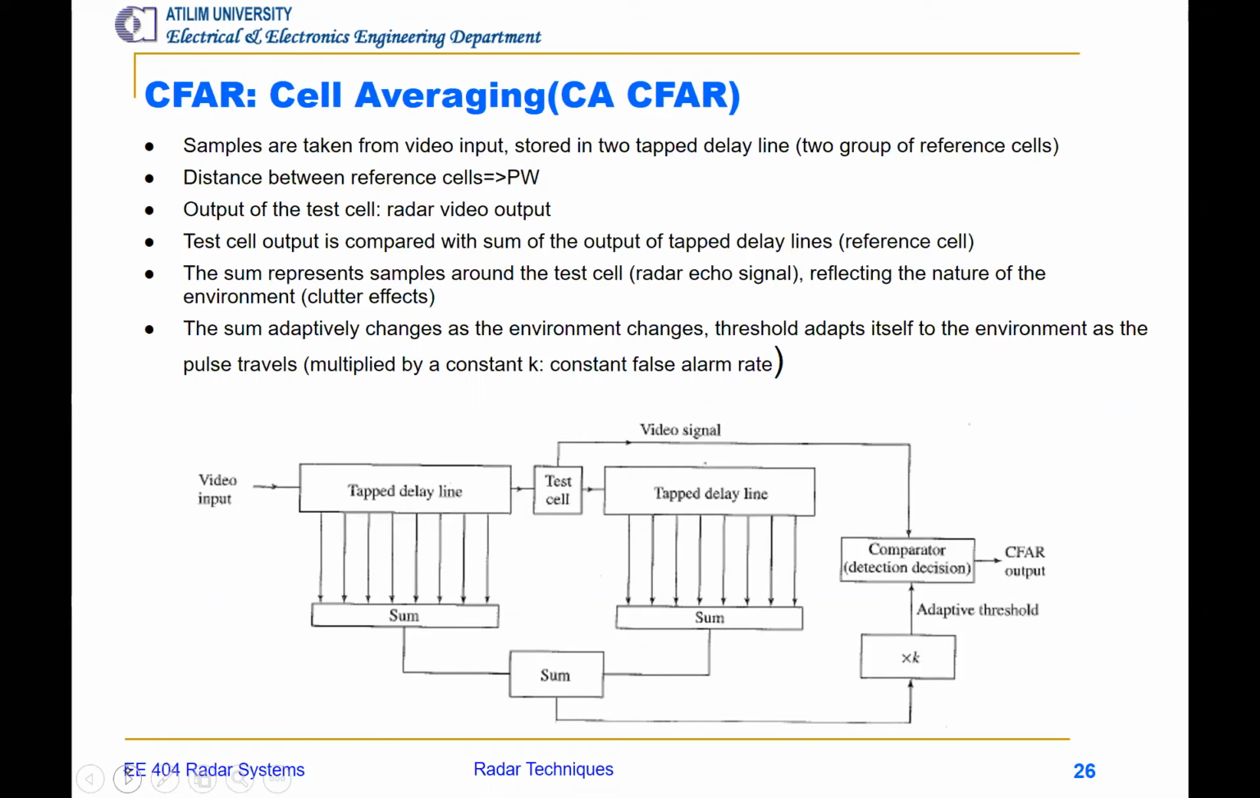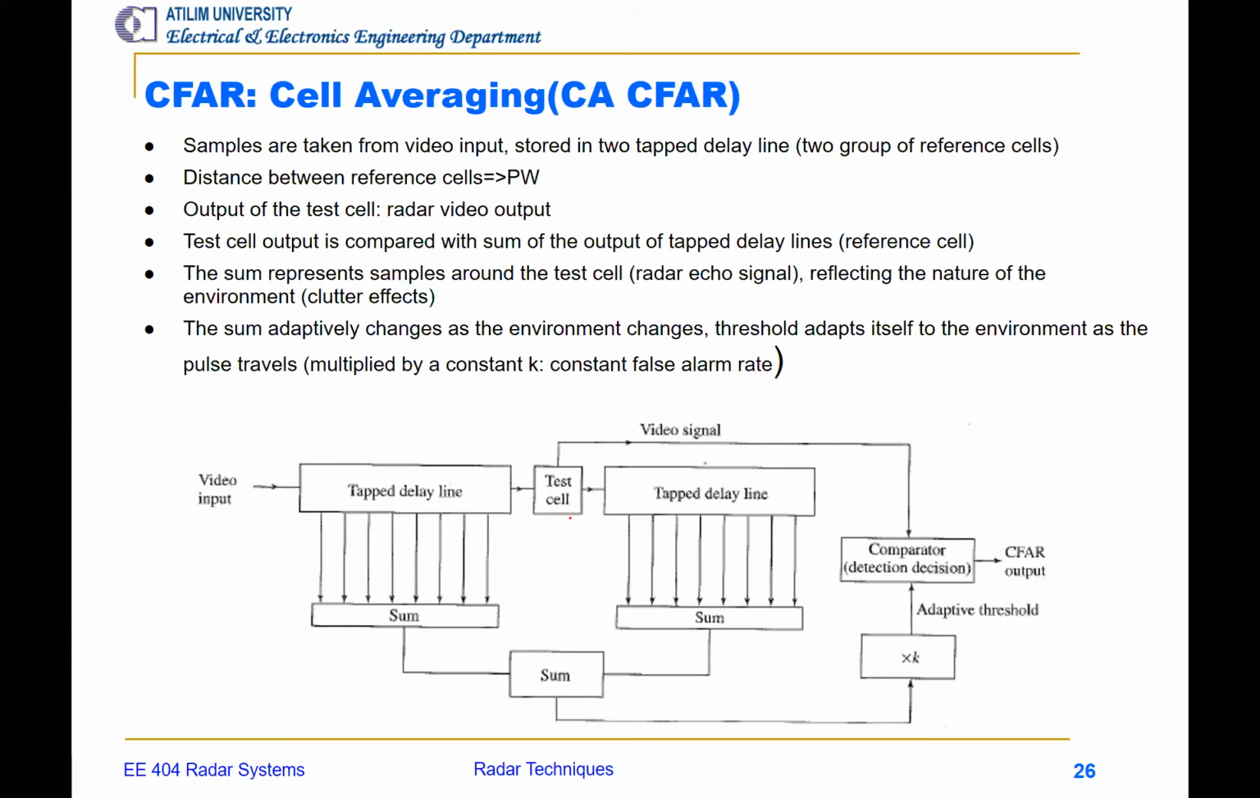We use a step delay line, as we have described previously. We take more than one sample and store those samples before the detection process, and take another sequence of samples and record them, and then take the average of those samples, and then compare the average with the signal that we want to make a decision on.